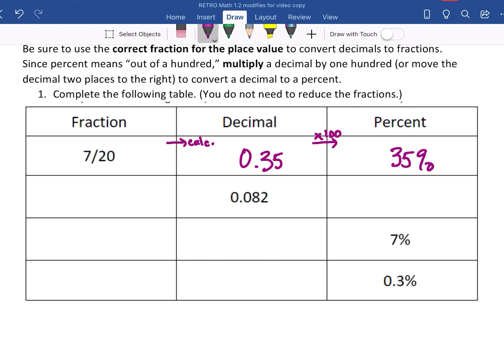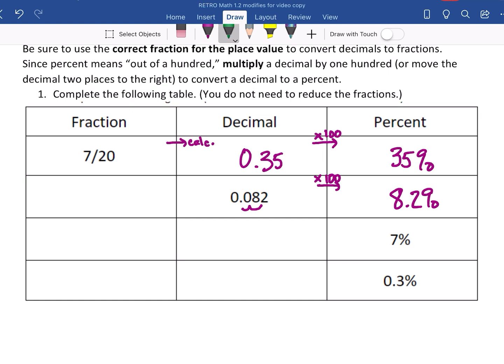Okay, on the second one, I give you the decimal value, 0.082. Let's do the percent first because that's really easy. You just multiply by 100. And if you'll recall, you can do it on your calculator, but also multiplying by 100 increases the number by moving the decimal point 2 places. So this is 8.2%.